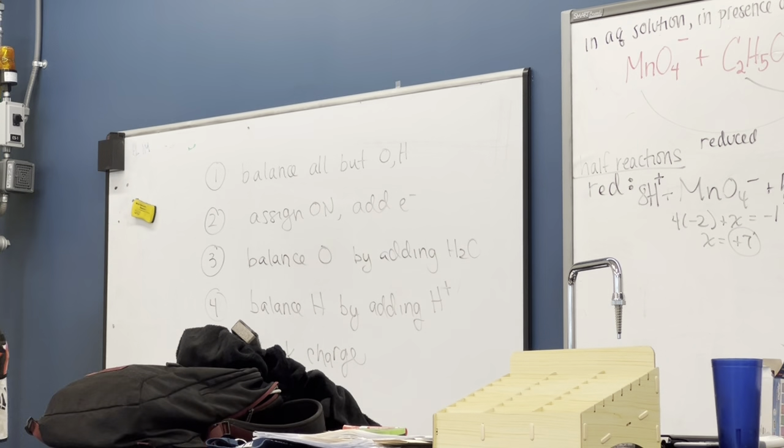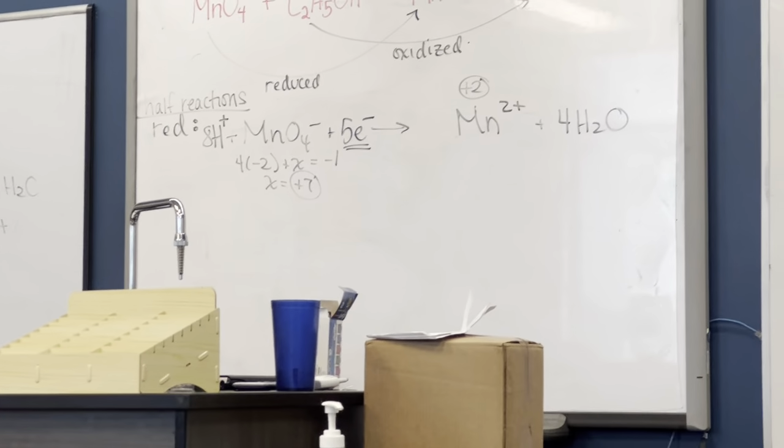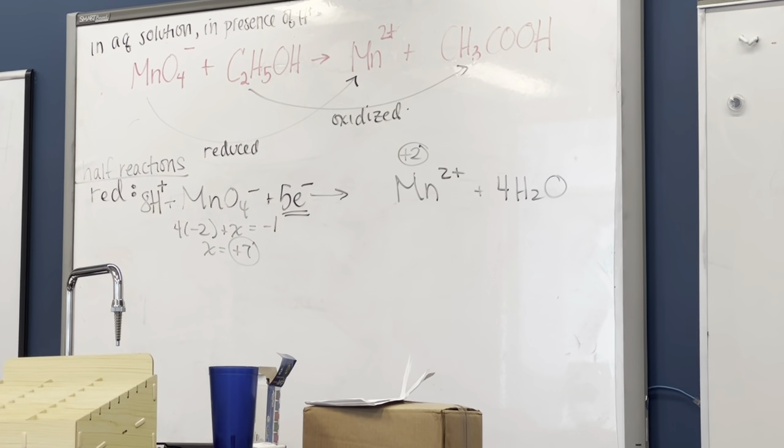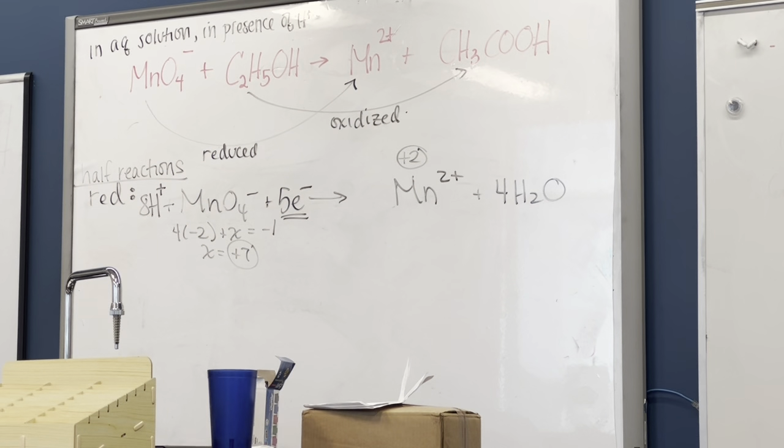I'm going to count up the total charge on the left-hand side. I have 8 pluses, a minus, and 5 more minuses. The net charge on the left-hand side is what? The net charge on the right-hand side is also 2+. Rock star. We did it. That is a balanced chemical expression.